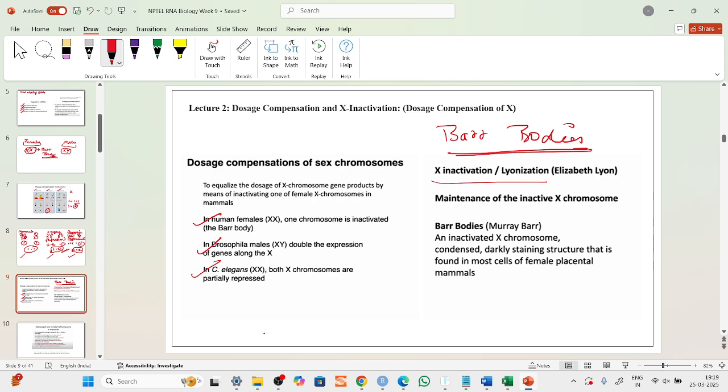Why? Darkly stained because it is mostly heterochromatin, and condensed because, see, if your chromosome is condensed like this, there is no place for the transcription factors to come, sit, and start the transcription process or further expression. So in order for a chromosome to be transcriptionally active, it should not be in a very condensed form. It should be loosened up so that there is a place for the transcription factors to come, bind, and start transcription. Whichever area is inactive is condensed and darkly stained. So this is your bar body, a condensed and darkly stained structure. Fine.